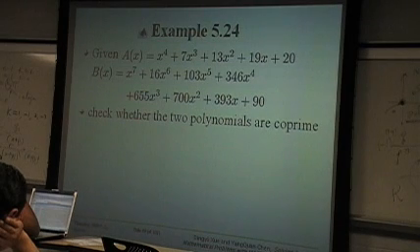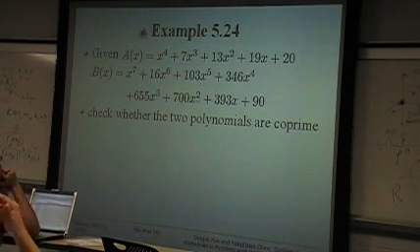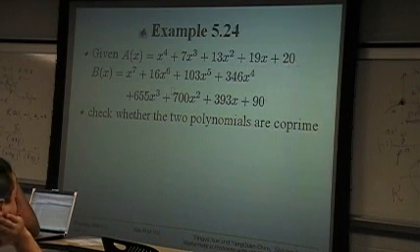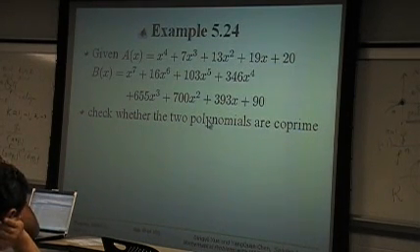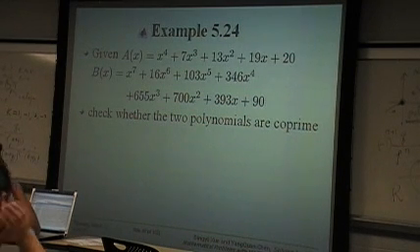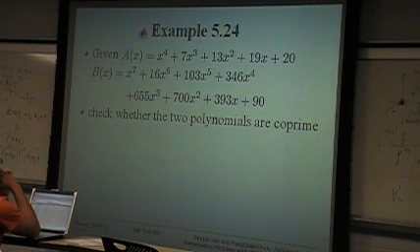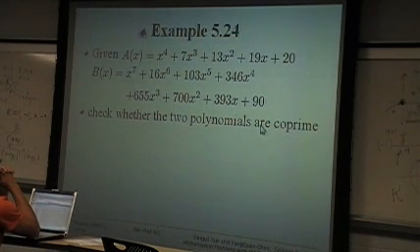So suppose there are two polynomials, one for the numerator and the other for the denominator. Now I want to check whether these two polynomials are co-prime, which means whether there exists a greatest common divisor which contains x. If there isn't a greatest common divisor which contains x, we say that the two polynomials are co-prime.